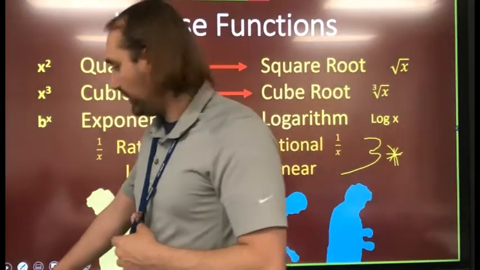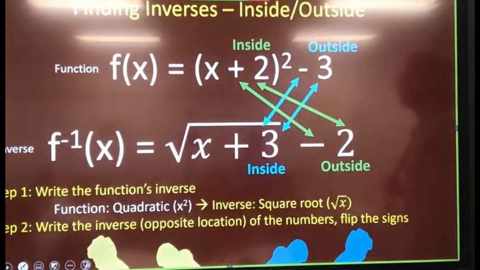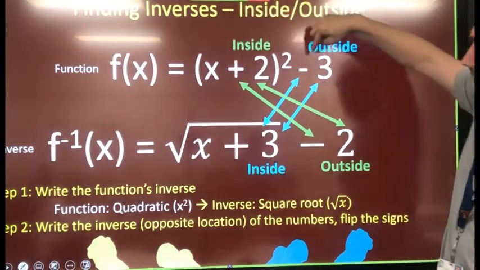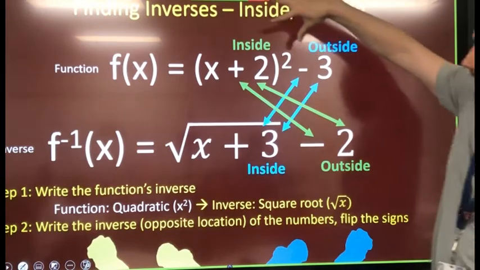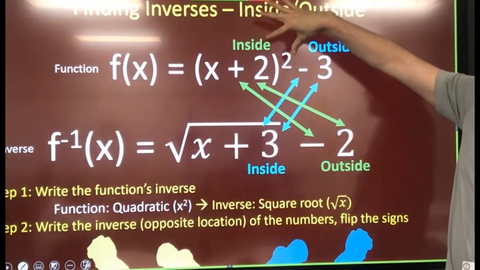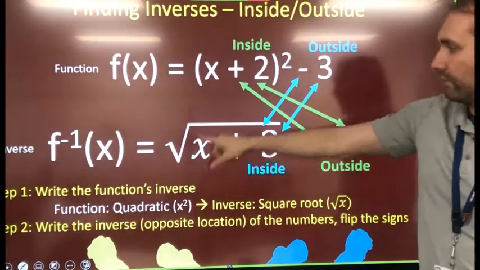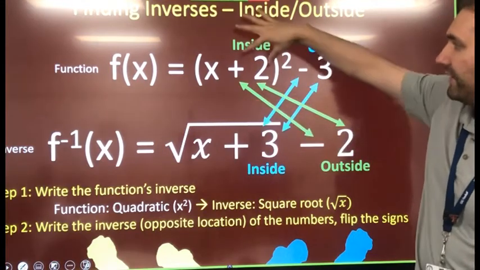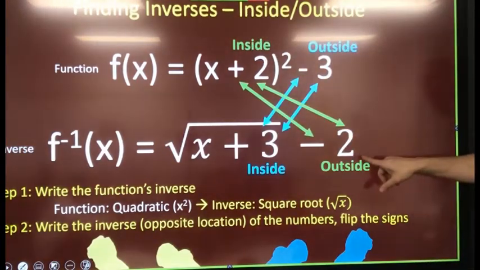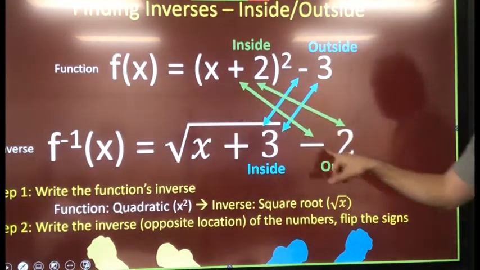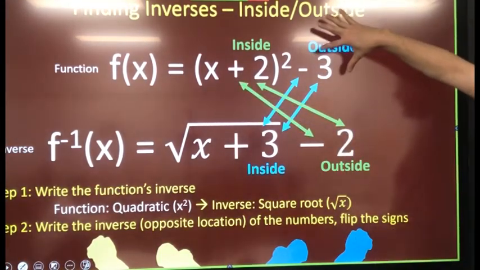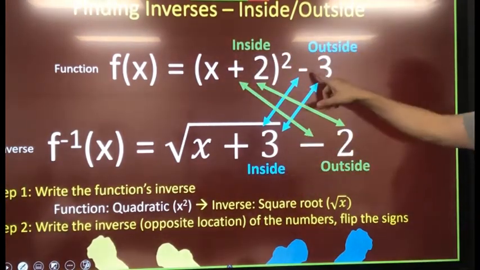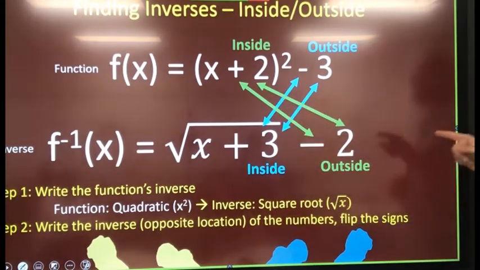My technique is called inside-outside. So make sure you pay attention. I have a function, x plus 2 squared minus 3, and I want to find the inverse. Well, first look at the function. What's the opposite of square? Square root. Now look at the numbers. Plus 2, and notice how it's inside of my square. What's the opposite of being inside something? Outside. What's the opposite of plus? Minus. Now look at the 3. It is outside my square here. What's the opposite of outside of something? Inside. What's the opposite of minus? Plus. There's your inverse.